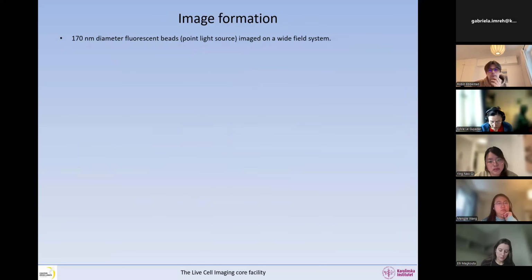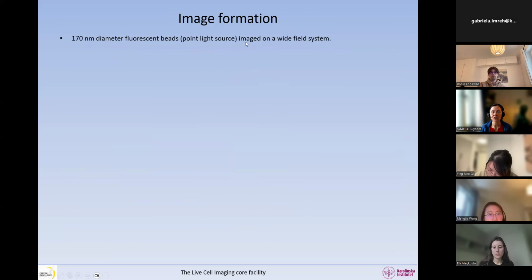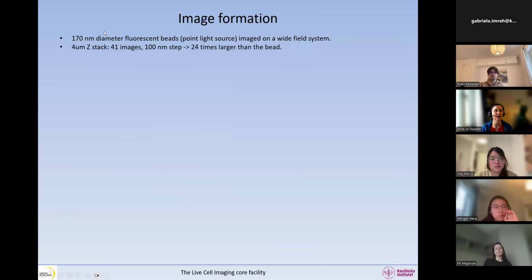Sometimes we can image this. This is a little movie that I took of fluorescent beads. So very small fluorescent beads. They are 170 nanometers in diameter, so they are below the resolution of the macroscope. So it's a point light source, and I imaged them with a wide field system. We'll talk about what a wide field is compared to a confocal later, but it's the simplest microscope you can get.